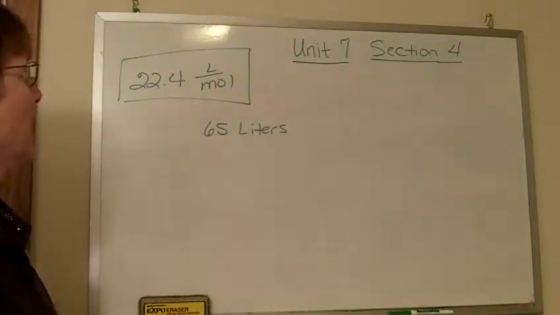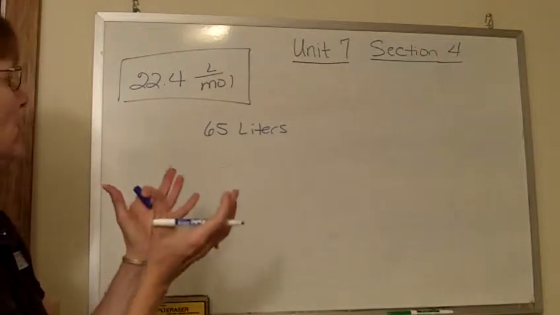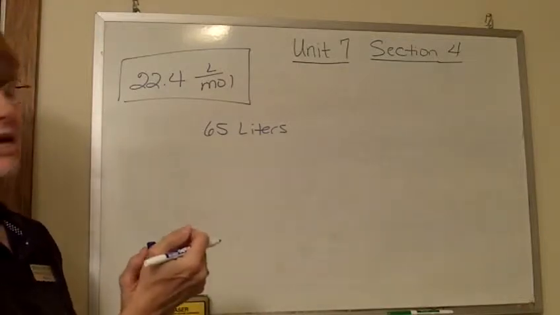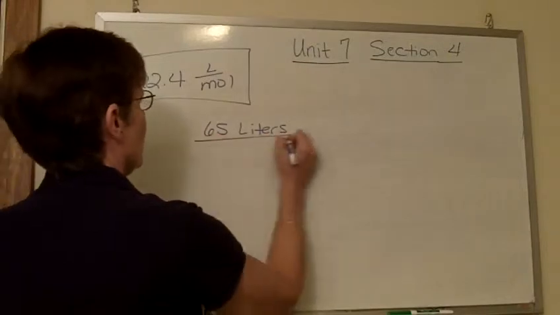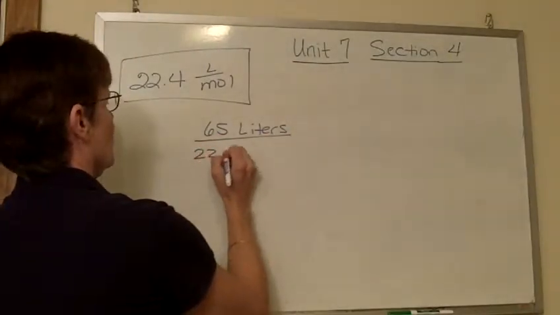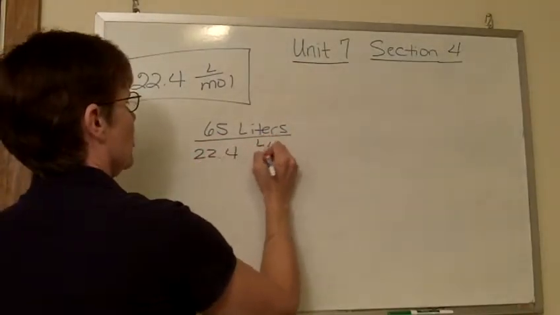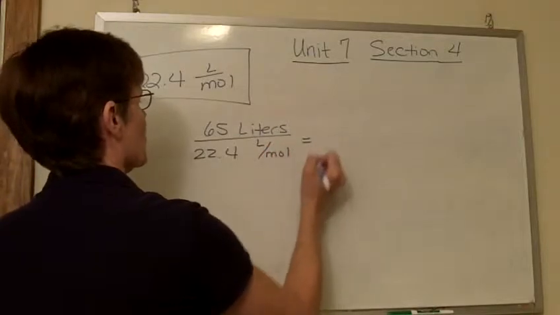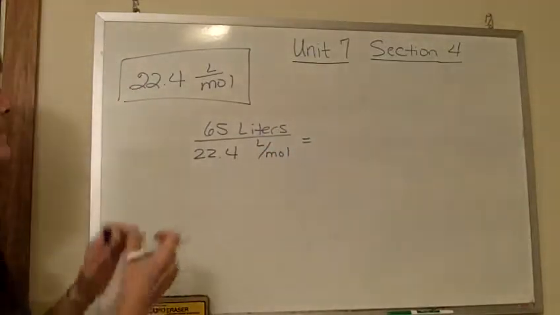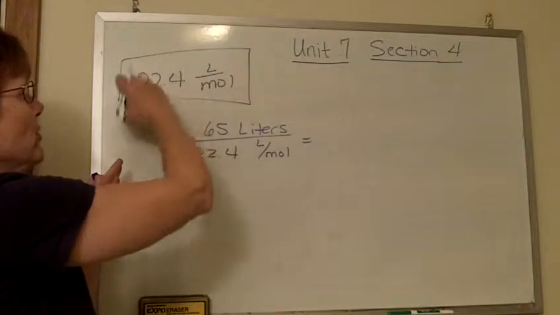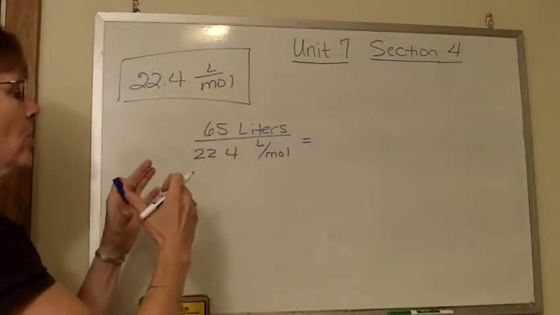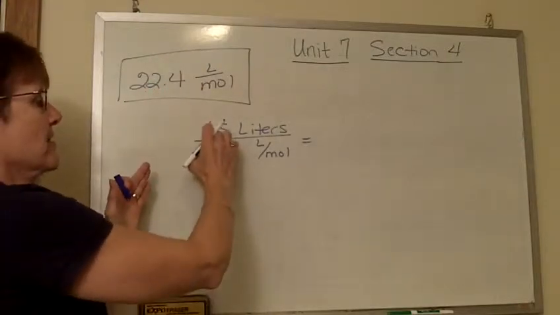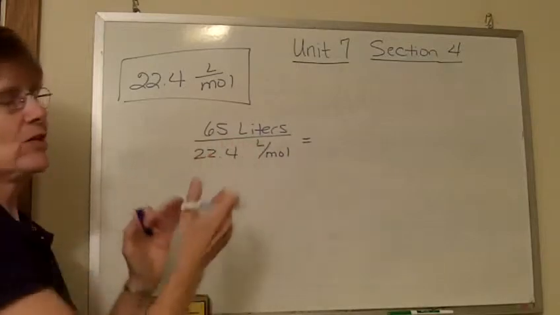Another way to say that is for every 22.4 liters, we've got 1 mole in there. So what you're going to do is this. You're going to say 22.4 liters per mole. So every 22.4 liters represents 1 mole. So if we divide this number by 22.4, we get the total number of moles.